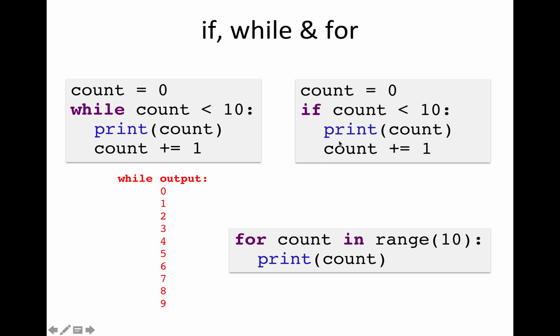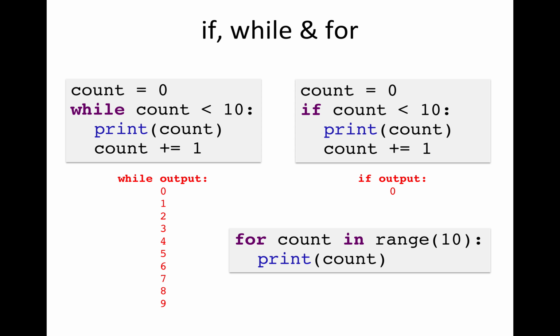Unlike the while loop, the if statement is only going to ever execute these lines once. So ifs are like while loops where we only execute them once. And ifs can also have else and elifs, which whiles cannot have. So this if statement is going to only output 0. There's no repeat, and it doesn't continue onward.